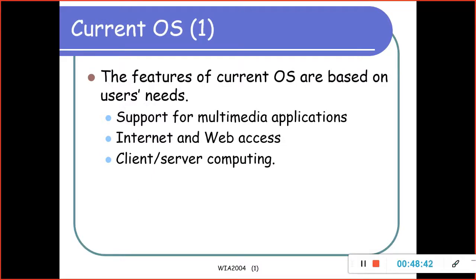So the features of current OS are based on users' needs: support for multimedia applications, internet and web access, client-server computing, and so on. So many programs now. If your PC is up to date and powerful, you can run a lot of programs. You can install a lot of things on your PC, especially those for gamers. They really like powerful speed, and you must have a GPU as well. Now they have a GPU, graphical processing unit, basically for images. Some jobs now are divided between the CPU and of course the GPU for the modern one.